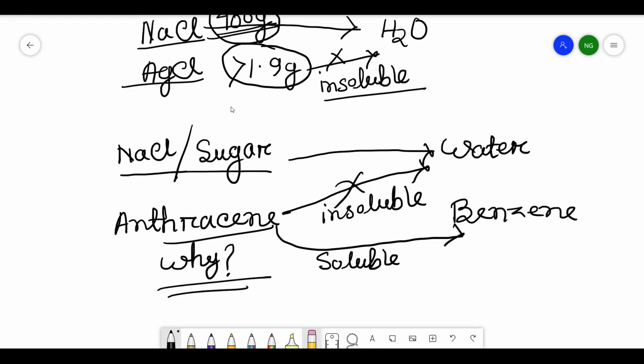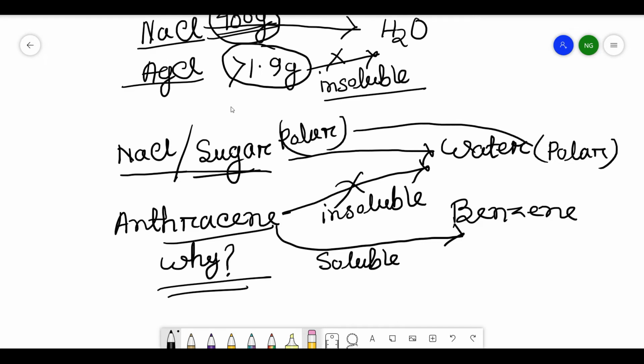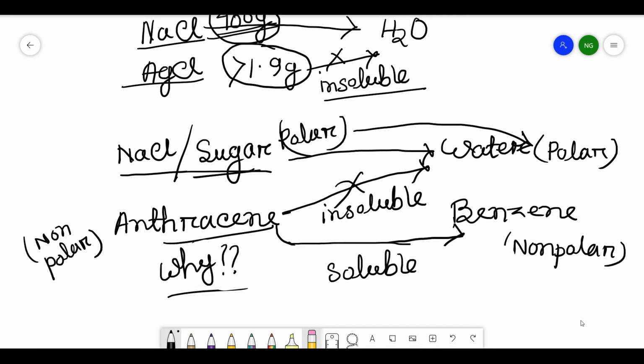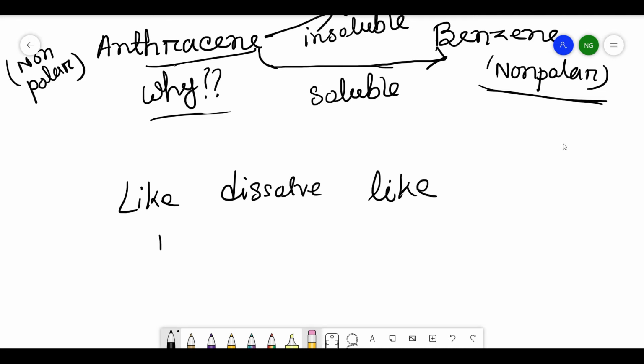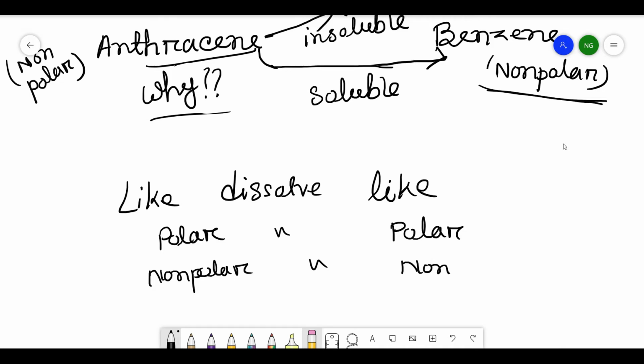Why will this happen? Because if we take sugar solution, in sugar there is a polar bond. This is a polar compound. And water is also a polar compound. So polar dissolves in polar. And anthracene is non-polar, and benzene is also non-polar. So non-polar dissolves in non-polar solvent. So here we can say one thing, that is like dissolves like, means polar dissolves in polar solvent, and non-polar dissolves in non-polar solvent.